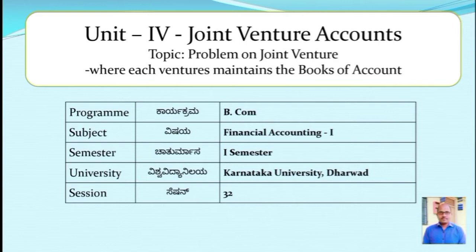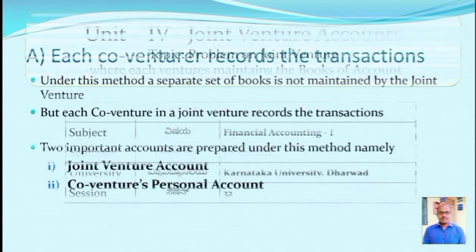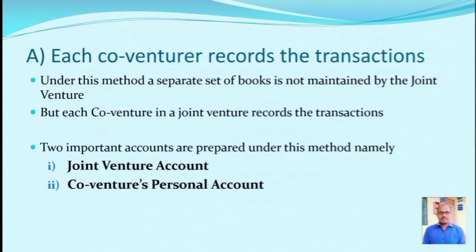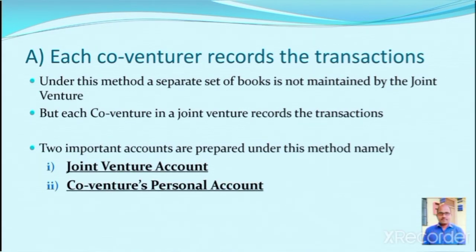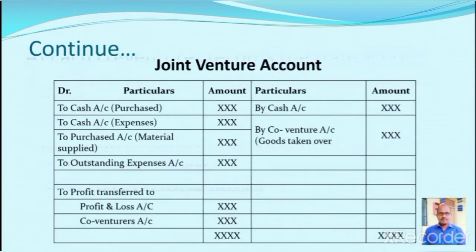In this session, we will discuss some problems on the first method of joint venture accounts, where each co-venturer maintains the books of account. Under this method, a separate set of books is not maintained for the joint venture, but each co-venturer in the joint venture records the transactions. The two important accounts prepared under this method are the joint venture account and the co-venturer's personal account. Next, we will see the format of the joint venture account.